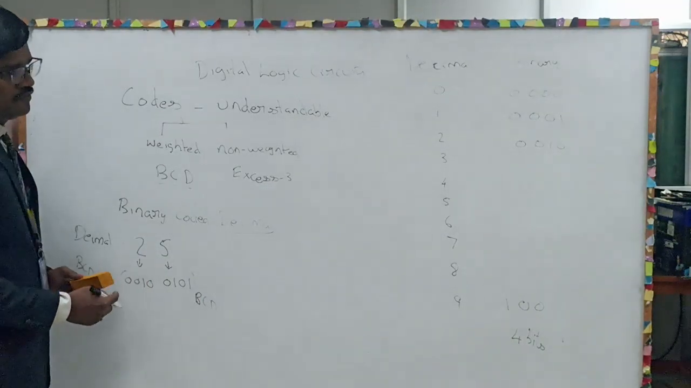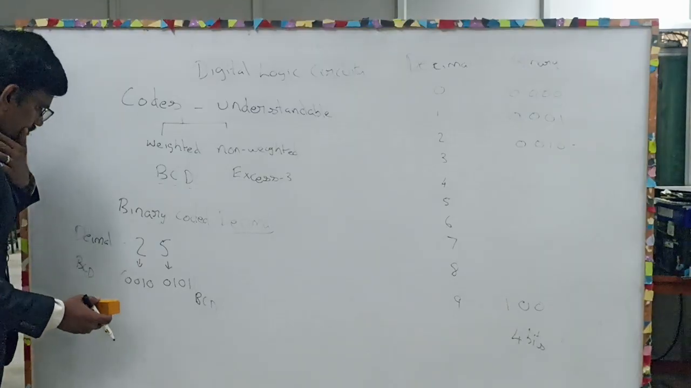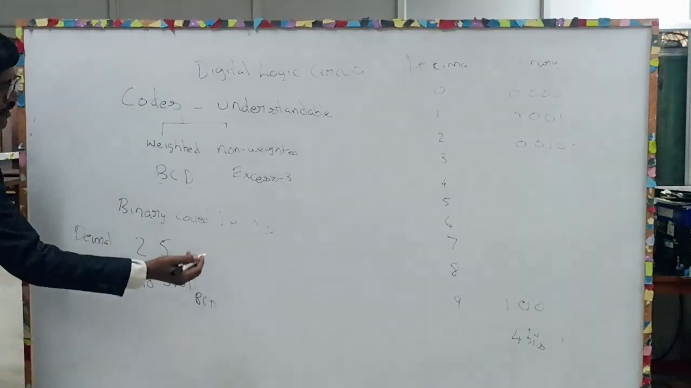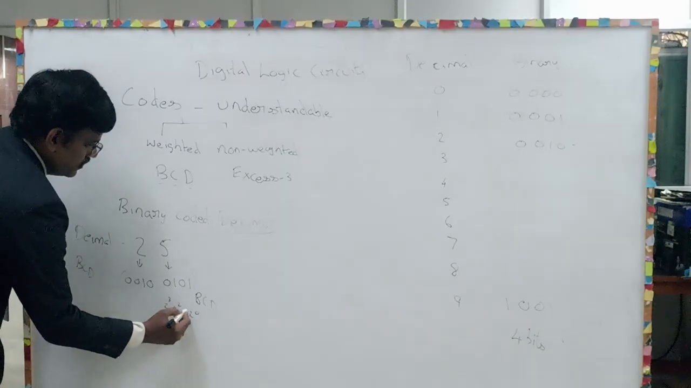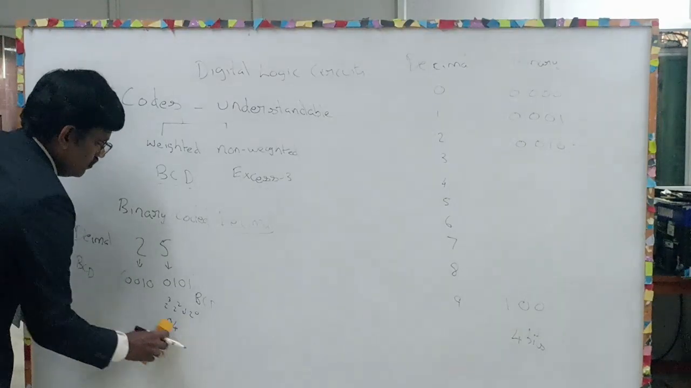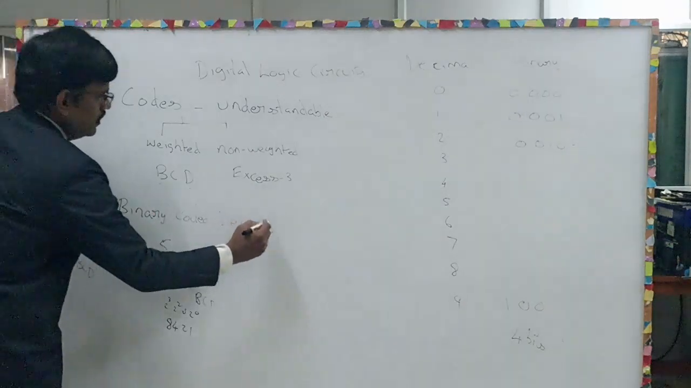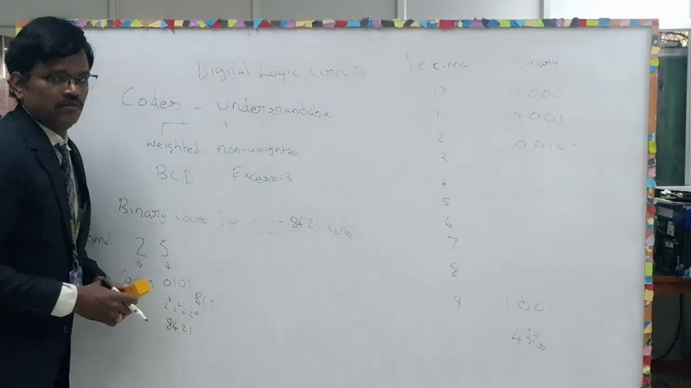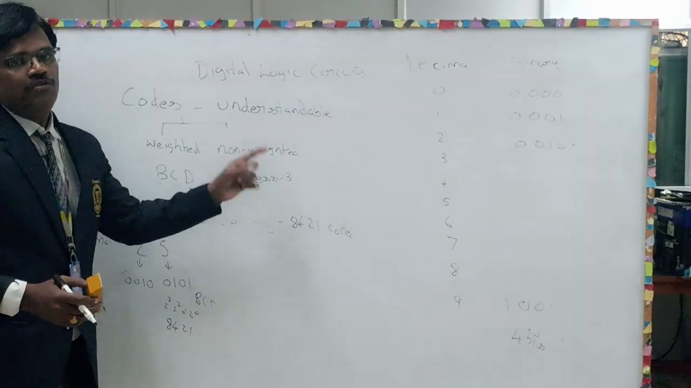And here we are trying to follow the weights. So, this is 2 power 0, this is 2 power 1, this is 2 power 2, and this is 2 power 3. So, this is going to be 8 4 2 1. So, instead of calling it a BCD code, we can also name this an 8 4 2 1 code, because this is a weighted code. So, weighted code is just telling us BCD, or we can tell it with the respective weights as the 8421 code.